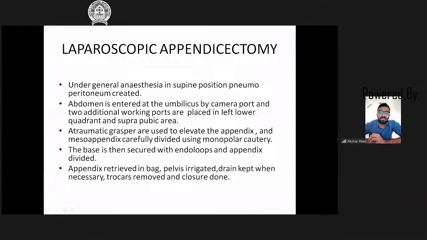The base is then secured with endoloop and appendix divided. Appendix retrieved in bag, pelvis irrigated and drain kept when necessary. Trocars removed and closure done. Next slide.